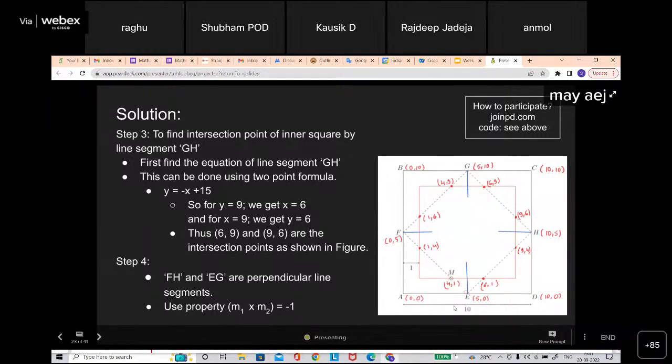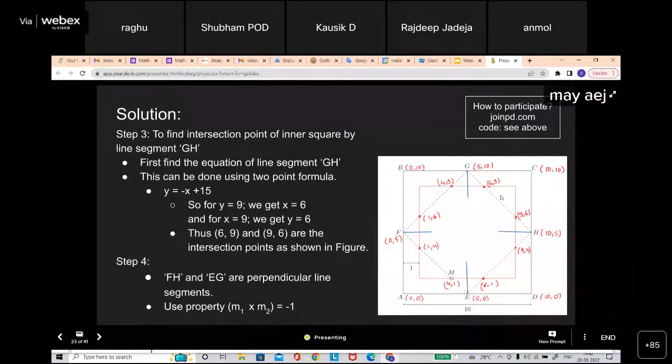So one option is the segment GH intersects the inner square at that point. So this line segment intersects the inner square at this point. How will you get that? To find the intersection point of the inner square with the line segment GH, first find the equation of the line. You already have the coordinates of two points, so using the two-point form you can easily get the equation of this line, which is y equals minus x plus 15.